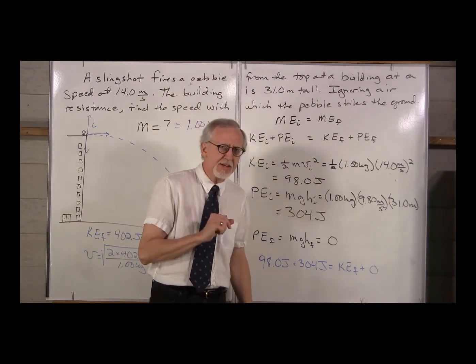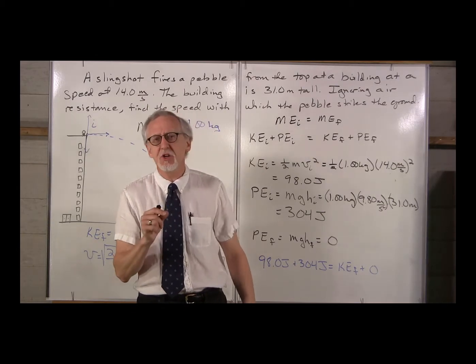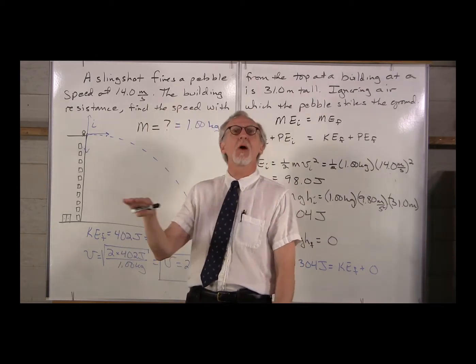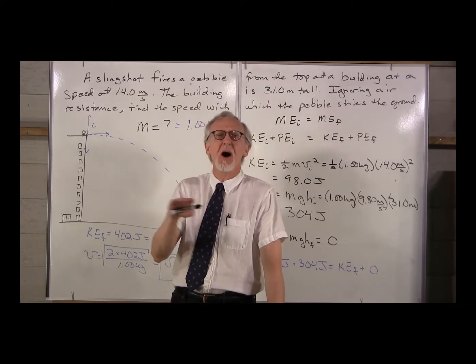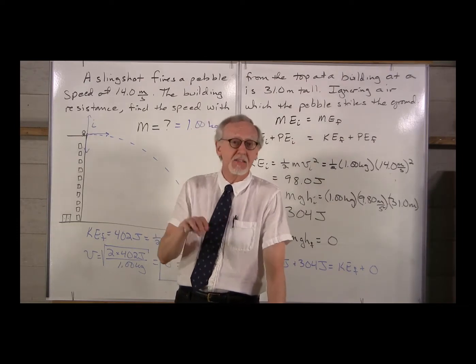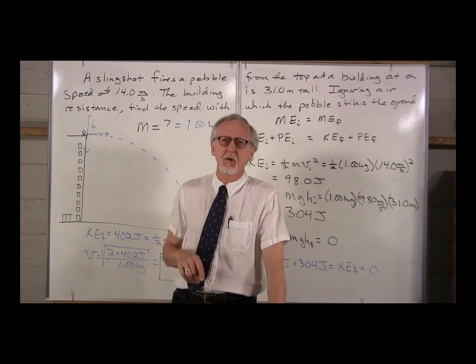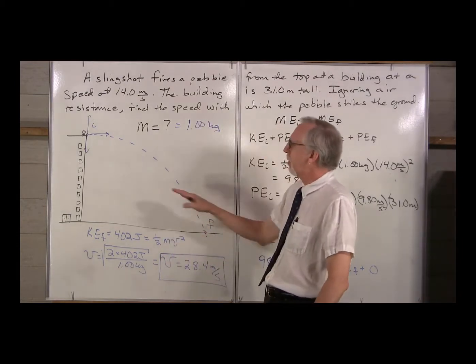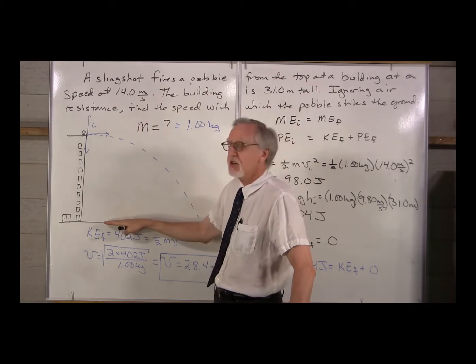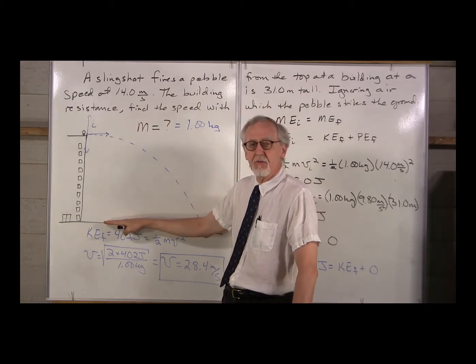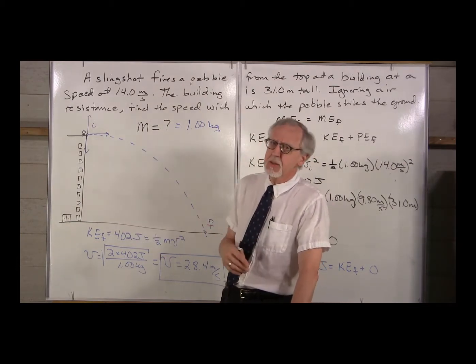Now, before we can actually put numbers in for an initial height, we have to choose where our zero height level is. Where is our y equals 0 axis? In other words, where is our zero height? Well, it's a simple problem here. We've got a building that's 31 meters tall. Why don't we just put our zero height at ground level? That's usually the simplest thing to do.